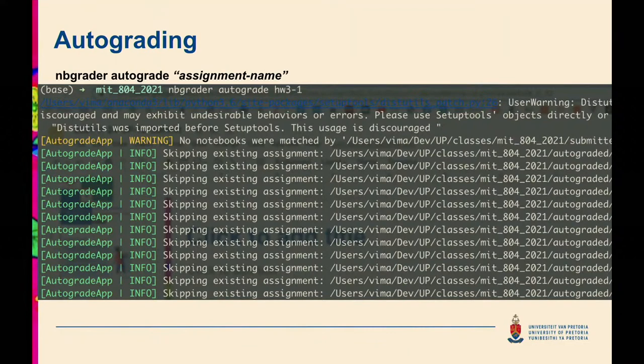I run the autograde. The autograder checks it, knows here's a student number, gets that, the date, and then which assignment it was. From there, it runs the autograder. This is just an example, nbgrader autograde homework 3-1. It goes through all of the assignments where there's tests, runs the hidden tests, and actually reruns everything.